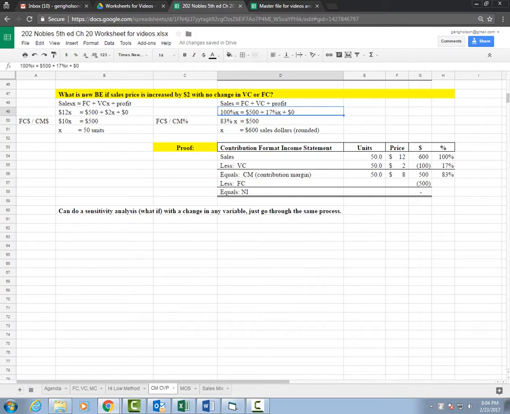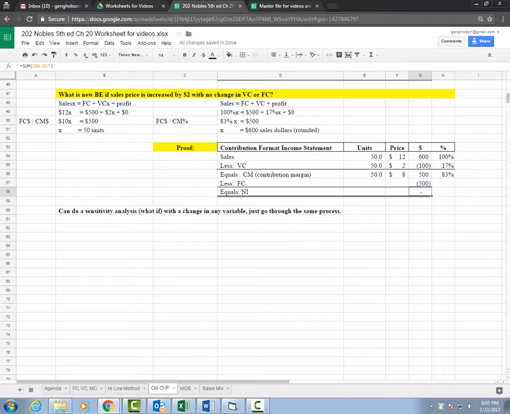100% of X equals 500. Oh, look, we're not at 20% anymore because our sales price went up, our variable cost stayed the same, so the variable cost percentage actually went down, and our contribution margin percentage went up. So we've got to remember to use the new percentages in this formula. So 83% of X equals 500. 500 divided by 0.83 gives us $600, and we can run the numbers and do the proof. Lo and behold, we are right again.